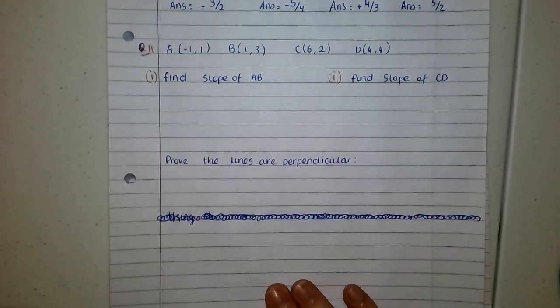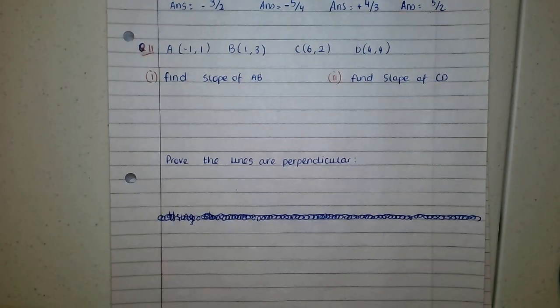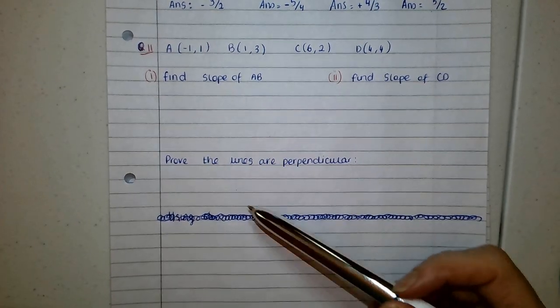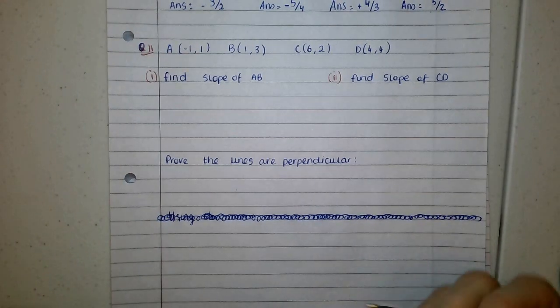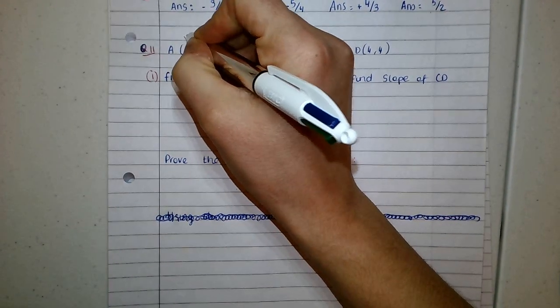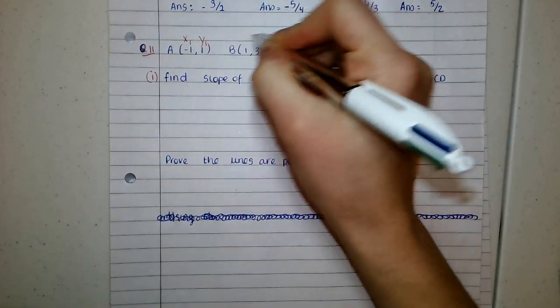In question 11 here, it gives us the points A, B, C and D. The first part of the question asks us to find the slope. To do that, we use our slope formula. I know to use the slope formula because they've given us points to find the slope. Because they haven't given us the line itself or a graph, we can't use rise over run. So we start by labelling our points x1, y1, x2, y2.